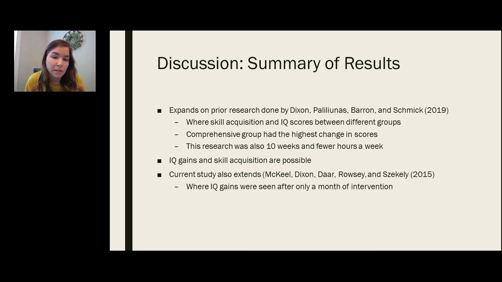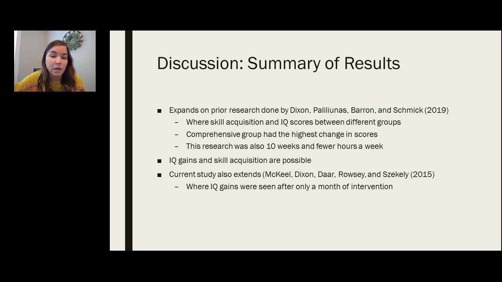It also expands prior research done by Dixon in 2019, where they looked at skill acquisition and IQ scores for different groups. The research used traditional ABA comprehensive groups and a waitlist control group. They had a mean score of 12.88 increase on their IQ. And the current study would expand their results because we had an increase of 14 points in just 10 weeks. So skill acquisition and IQ gains are possible in a short amount of time and with smaller doses of ABA using the PEAK curriculum.